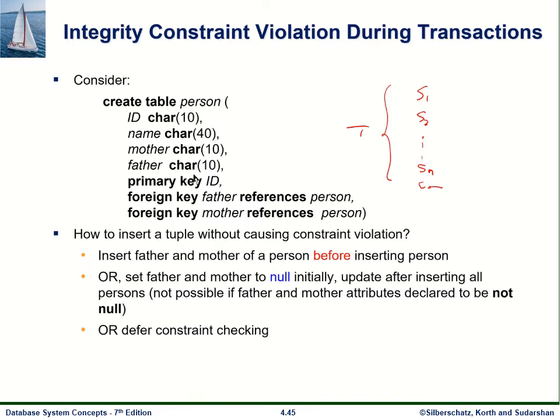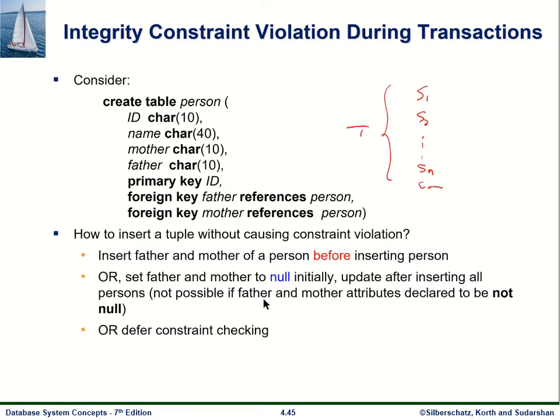Because if you don't do that, we don't have the father and mother tuples in the person table already, so this violates the foreign key reference. Or you can temporarily set these to null values, because that will be the default value for any attributes. So set null, and later we will update all the inserted tuples with a null value.